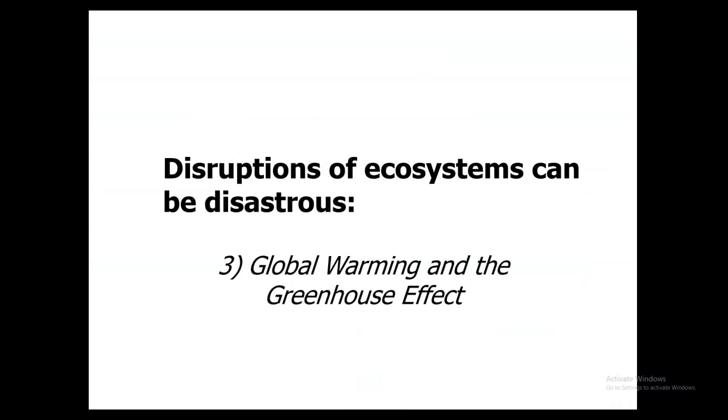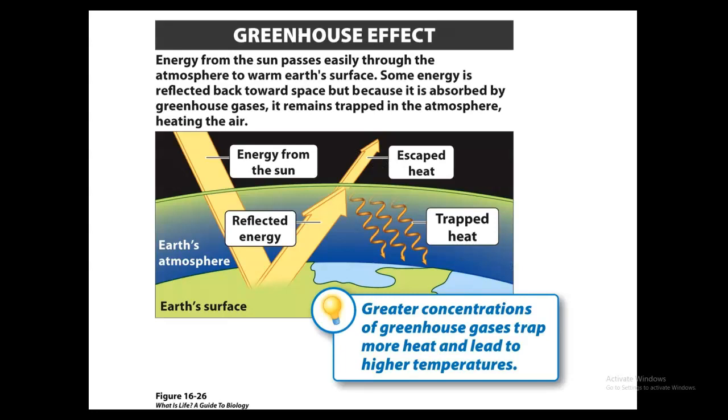Next we have our global warming and greenhouse effects. Now, the greenhouse effect is going to basically describe the process by which energy from the sun warms the Earth's atmosphere. It's going to occur in 3 steps.